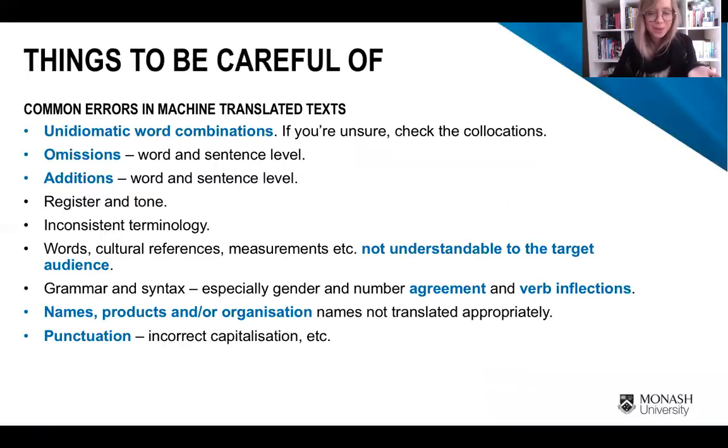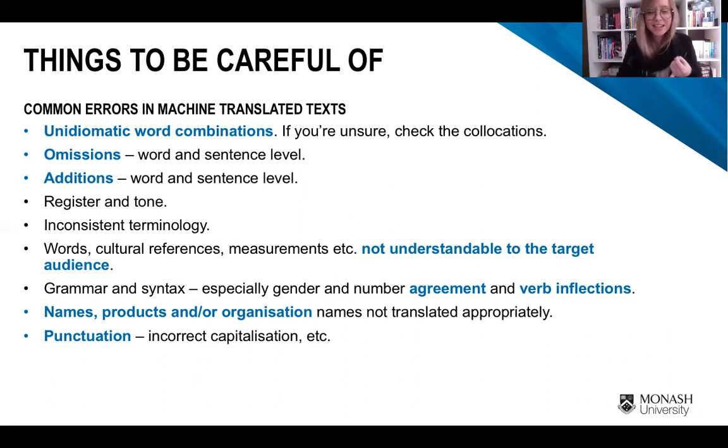And finally, some things for you to be careful of as you're going through this process. So, common errors that can occur in machine translated texts. The first one is unidiomatic word combinations. Sometimes things can be translated quite literally, and that produces awkward or clunky word combinations that might work fine in the source language, but just don't in the target language. For example, in Japanese, you literally say, I enter a bath. But that's really unnatural in English. Instead, we would say, I have a bath. So you want to be aware of these collocations. And if you're ever unsure, a quick Google search can sort you out really easily.